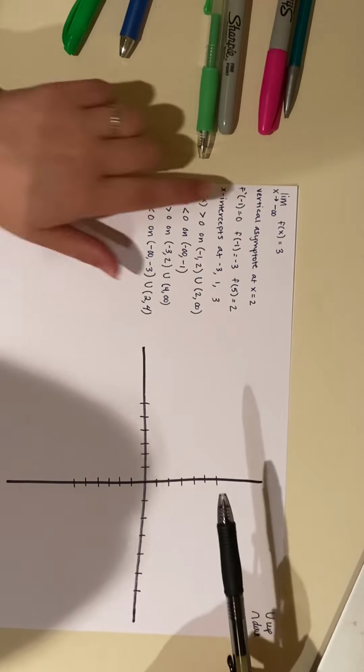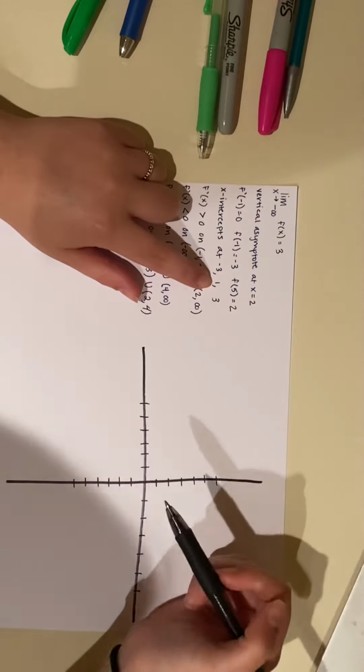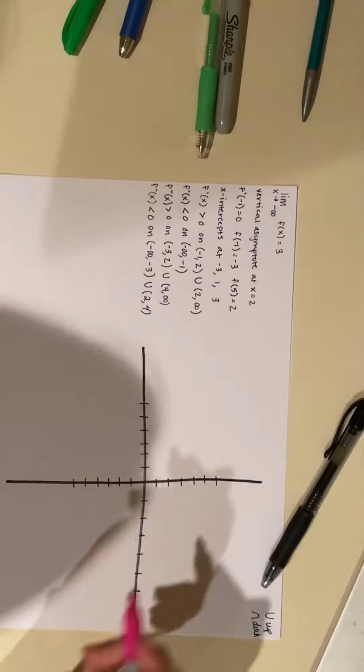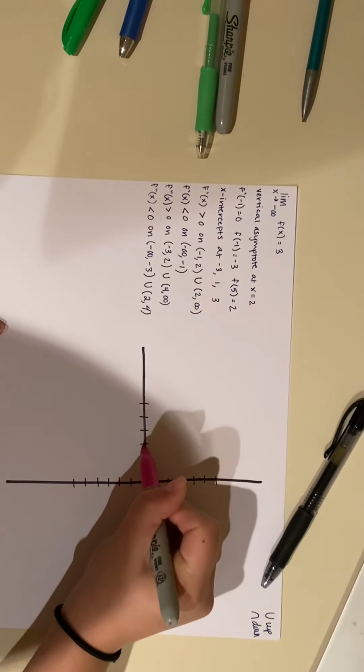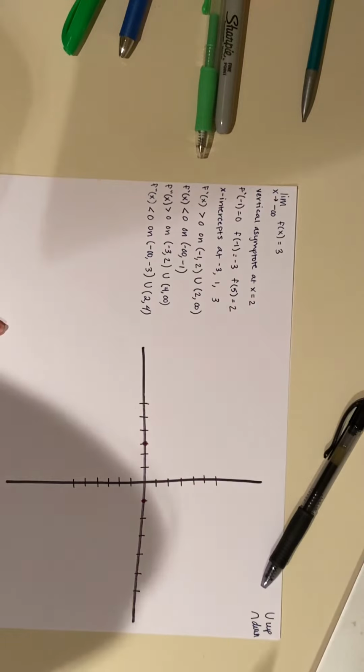You have an x-intercept at -3, 1, and 3. We know that that's going to be on the x-axis. So there's going to be 1, 2, 3. 1 and 3.